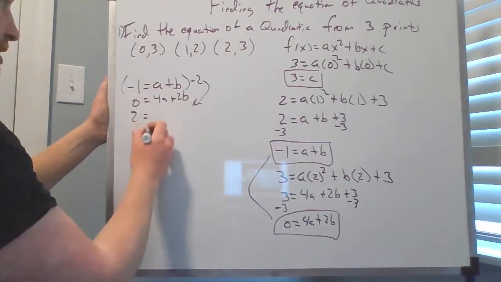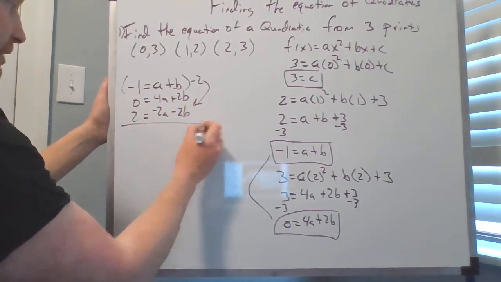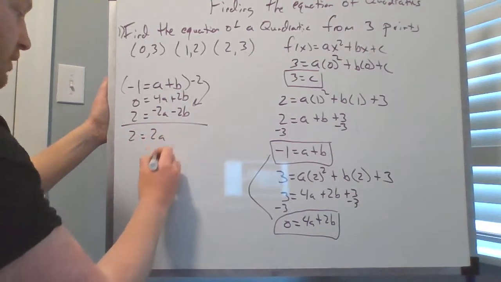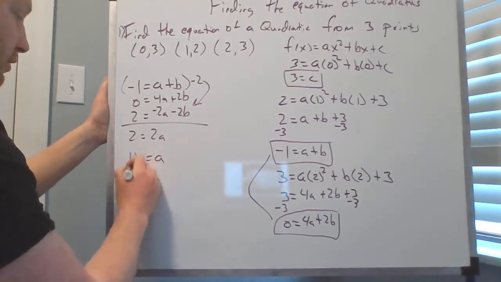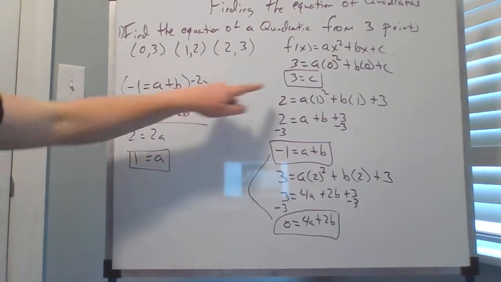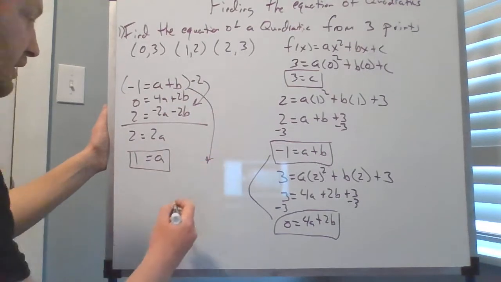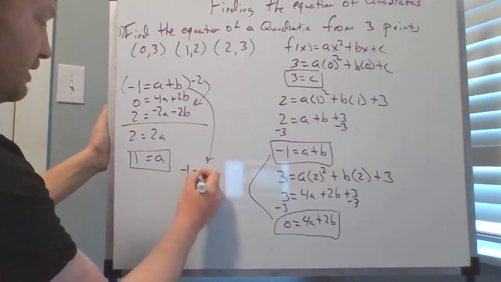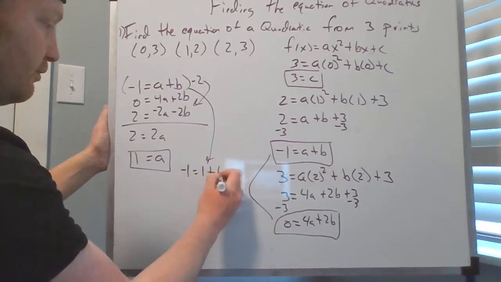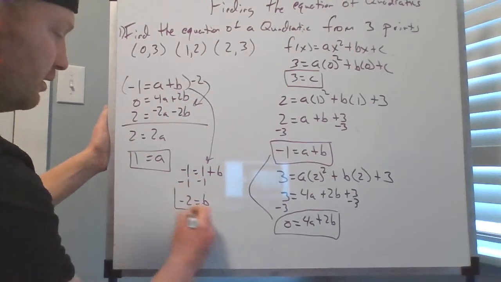So I'm going to have 2 equals -2a minus 2b. Add these up. 2 equals 2a, so a equals 1. A equals 1, we know c equals 3. Let's solve for b. I'll use this one. Smaller numbers, a little easier. So now this is -1 equals 1 plus b. Minus 1 from both sides, so -2 equals b.